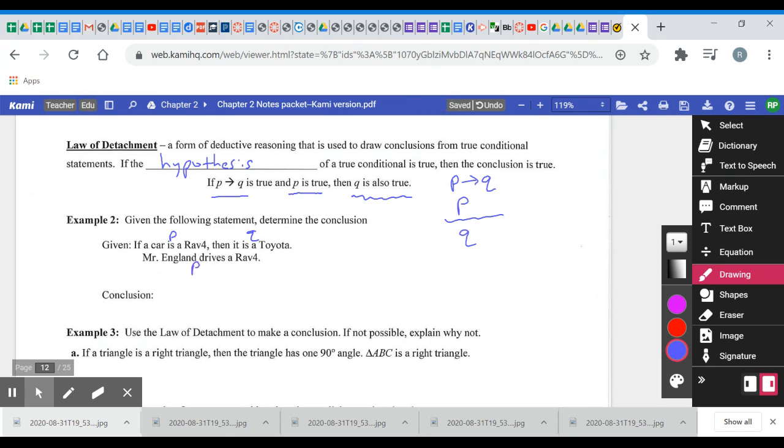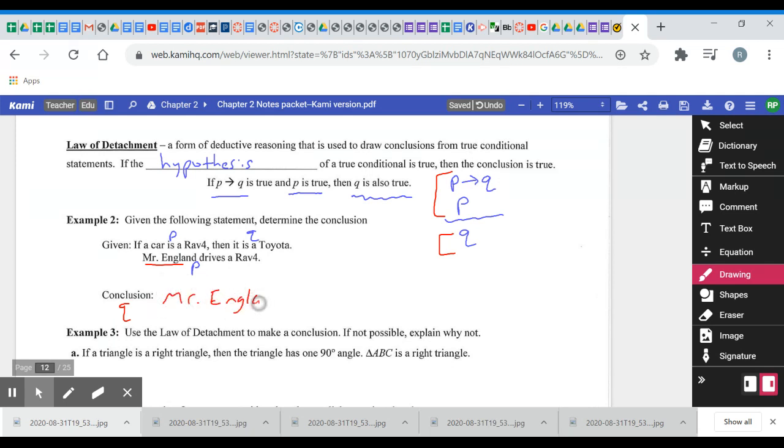So since it is set up exactly like this, then I know that I can just restate Q with that specific example, and I know that's going to be a true conclusion. So the conclusion that I can make is just restating Q with the specific example of Mr. England. So I can say that Mr. England drives a Toyota.